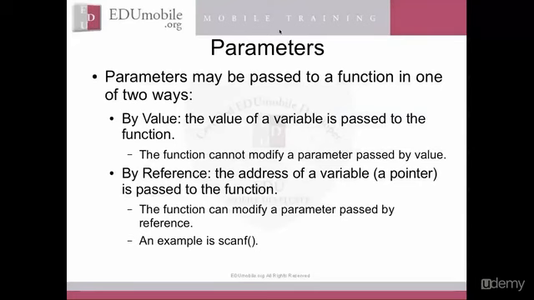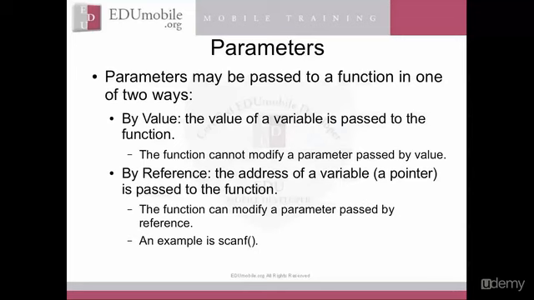Parameters to a function can be passed in one of two ways. We can either pass by value, which means that the actual value enclosed in a variable is passed to the function. In other words, if I have a variable called a and I say a equals 7 as a statement, then I am passing 7 into the function. The function cannot modify a parameter that's passed by value. It can do some adding, it can do some math, it could do something with that value and then return something else, but it cannot actually modify a parameter passed by value.